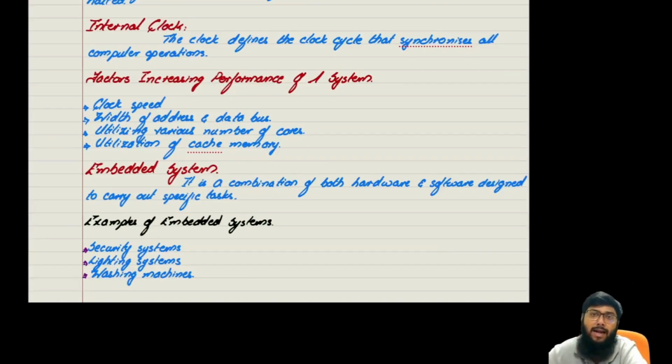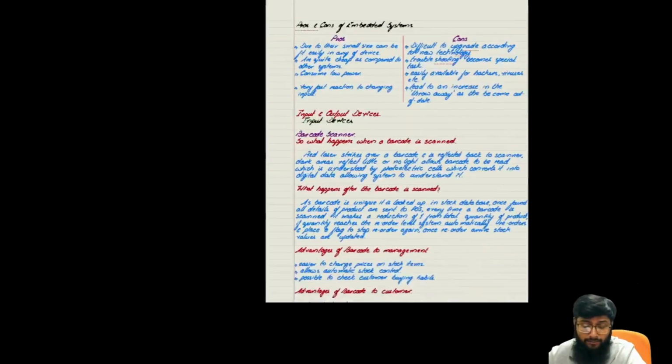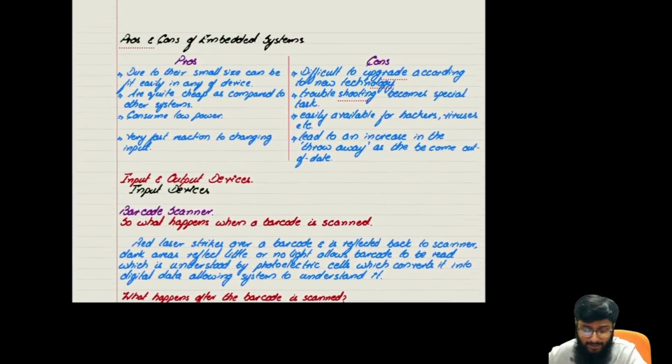These systems are actually a combination of hardware and software. That means both of these things are integrated together. In this system, things are working on a predefined set of instructions. Examples of embedded systems: security systems, lighting systems, and automatic machines are all forms of embedded systems.